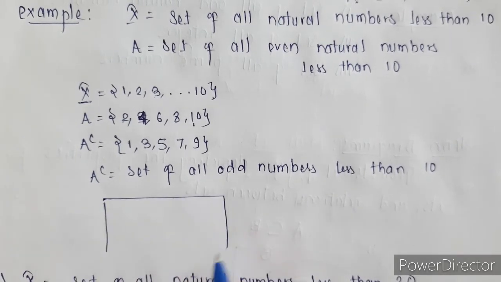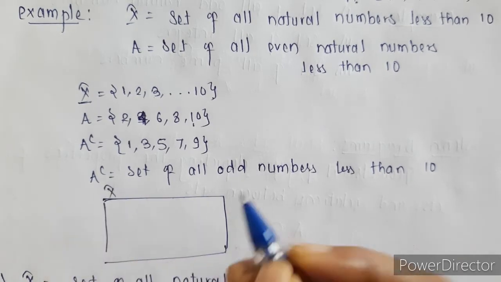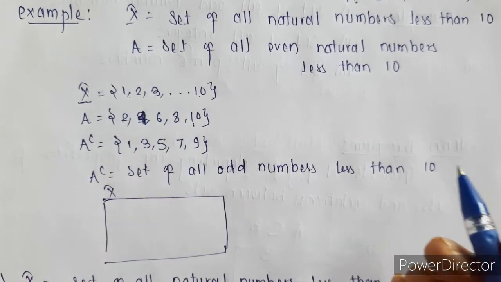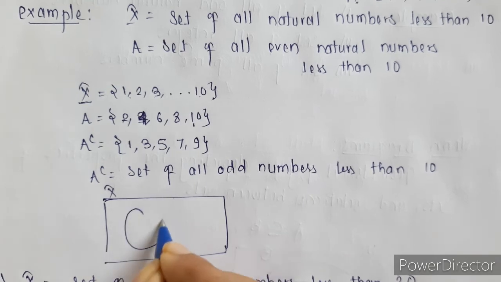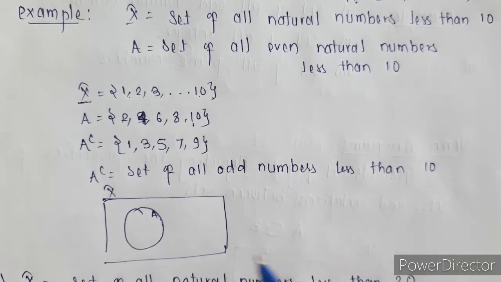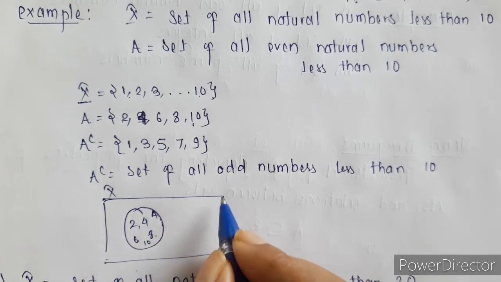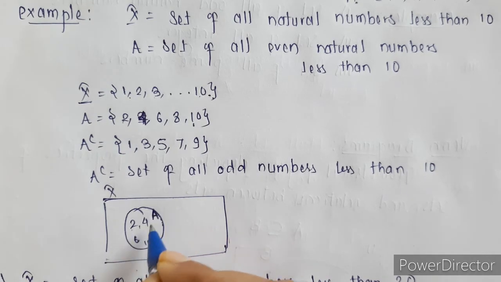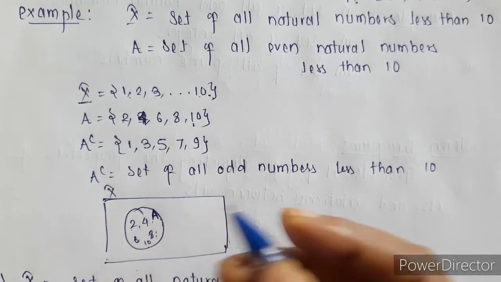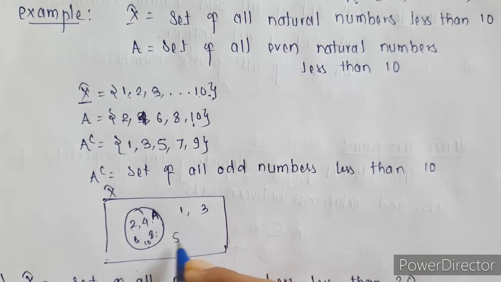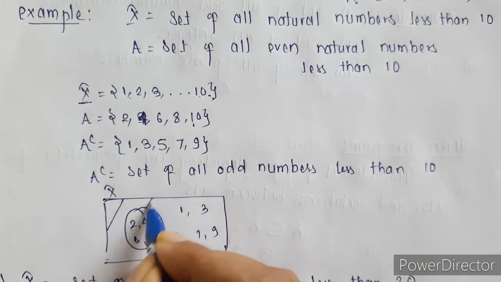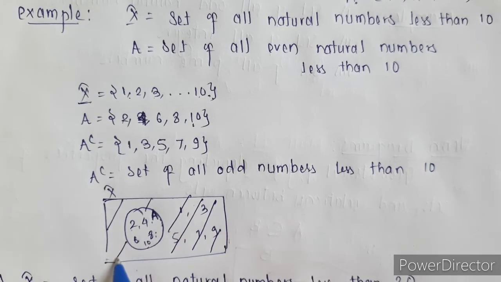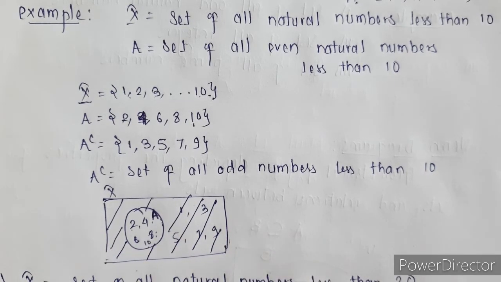Now suppose we want to draw Venn diagram for this. This is going to be your universal set, wherein we have elements from 1 till 10, and here we have set A. In set A we have 2, 4, 6, 8 and 10. Now the rest of the numbers will be outside this, because in X we have 1 till 10. So these particular elements 2, 4, 6, 8 and 10 are in set A. So the rest will be outside this A. Whatever we have outside A is nothing but a complement.